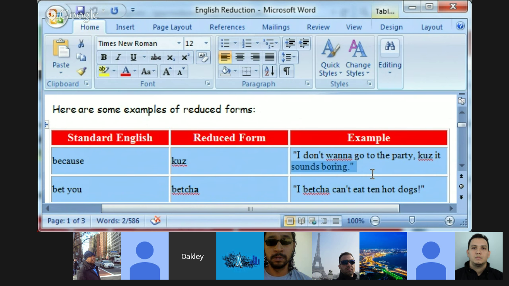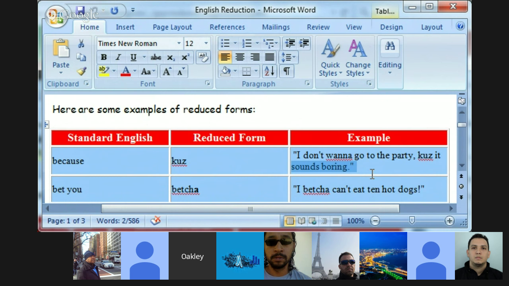When you think about reduced forms, there's really two sides of the coin. We really reduce the function words, the unimportant grammar-based words, the words that glue the sentence together. We say them really fast. I don't want to go to the party because it sounds boring. Notice how I slow down when I say "sounds boring." When we have important content words like nouns and verbs and adverbs and adjectives, we actually slow down our pace to make them understandable. We don't even care if you understand these function words. We really don't care. It really doesn't matter.